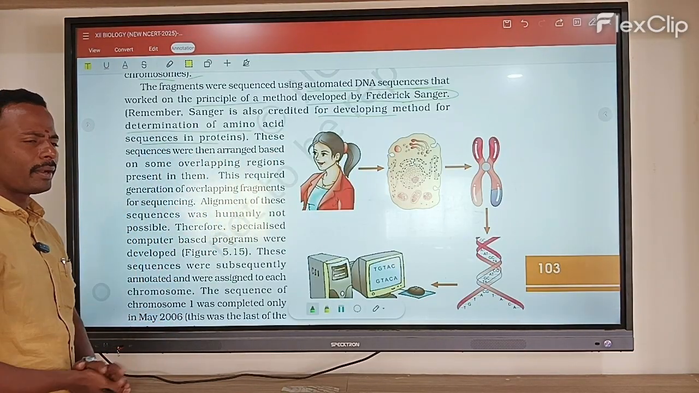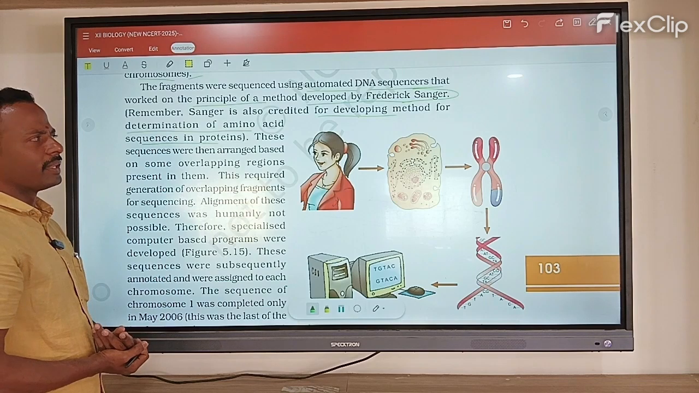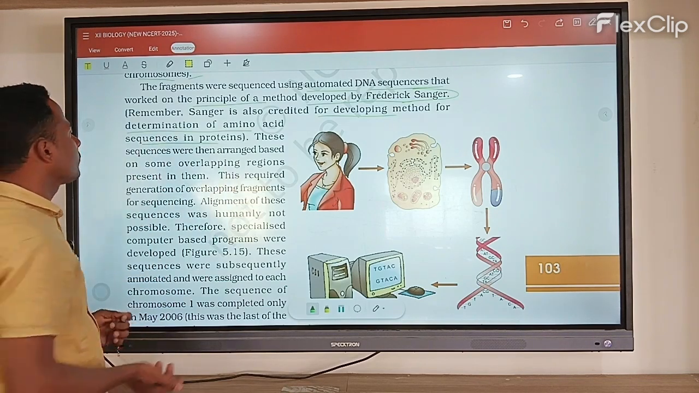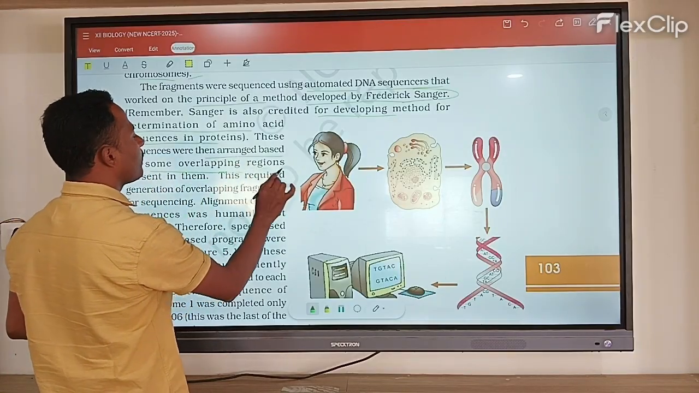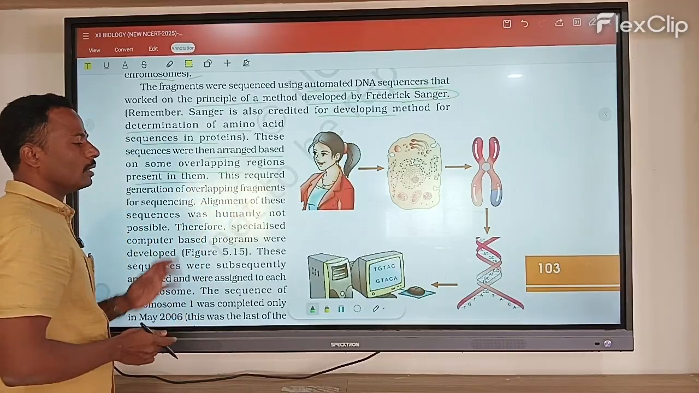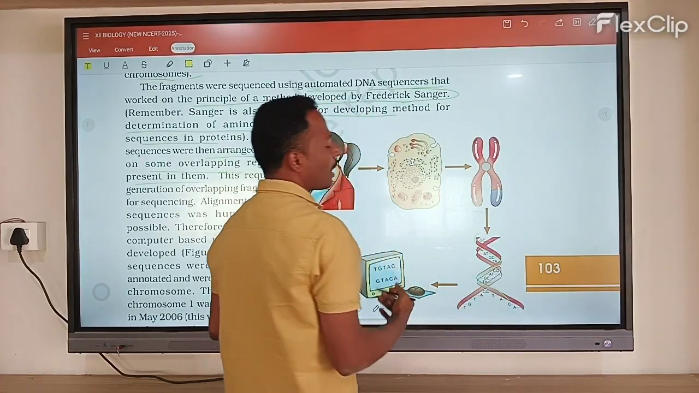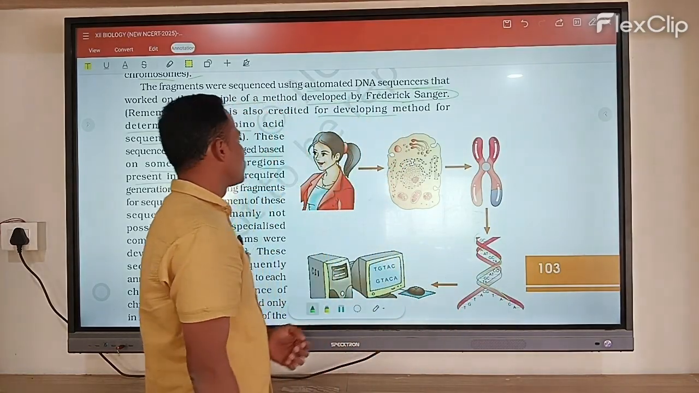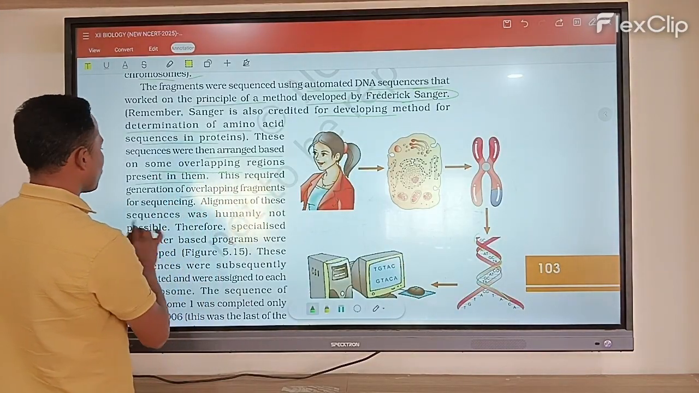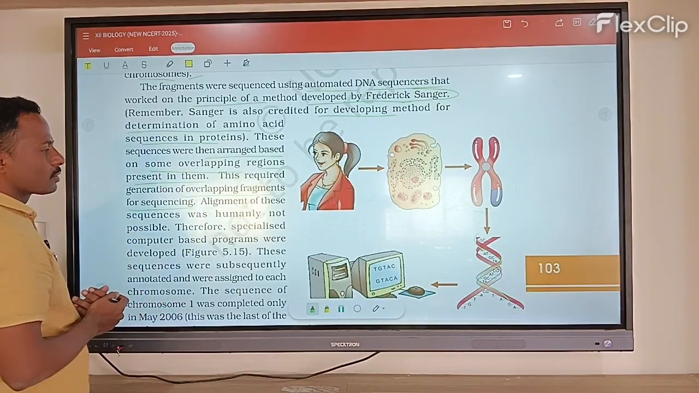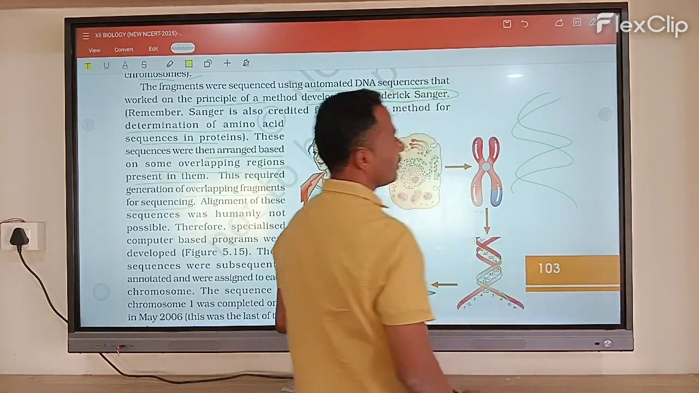So how are the amino acids present? How is their sequence present? Frederick Sanger noticed that these sequences are arranged based on the overlapping regions present in them. So the genetic information overlaps, as in the codons. Next, this required the generation of overlapping fragments for sequencing. So how do they overlap and complete the overlapping line?